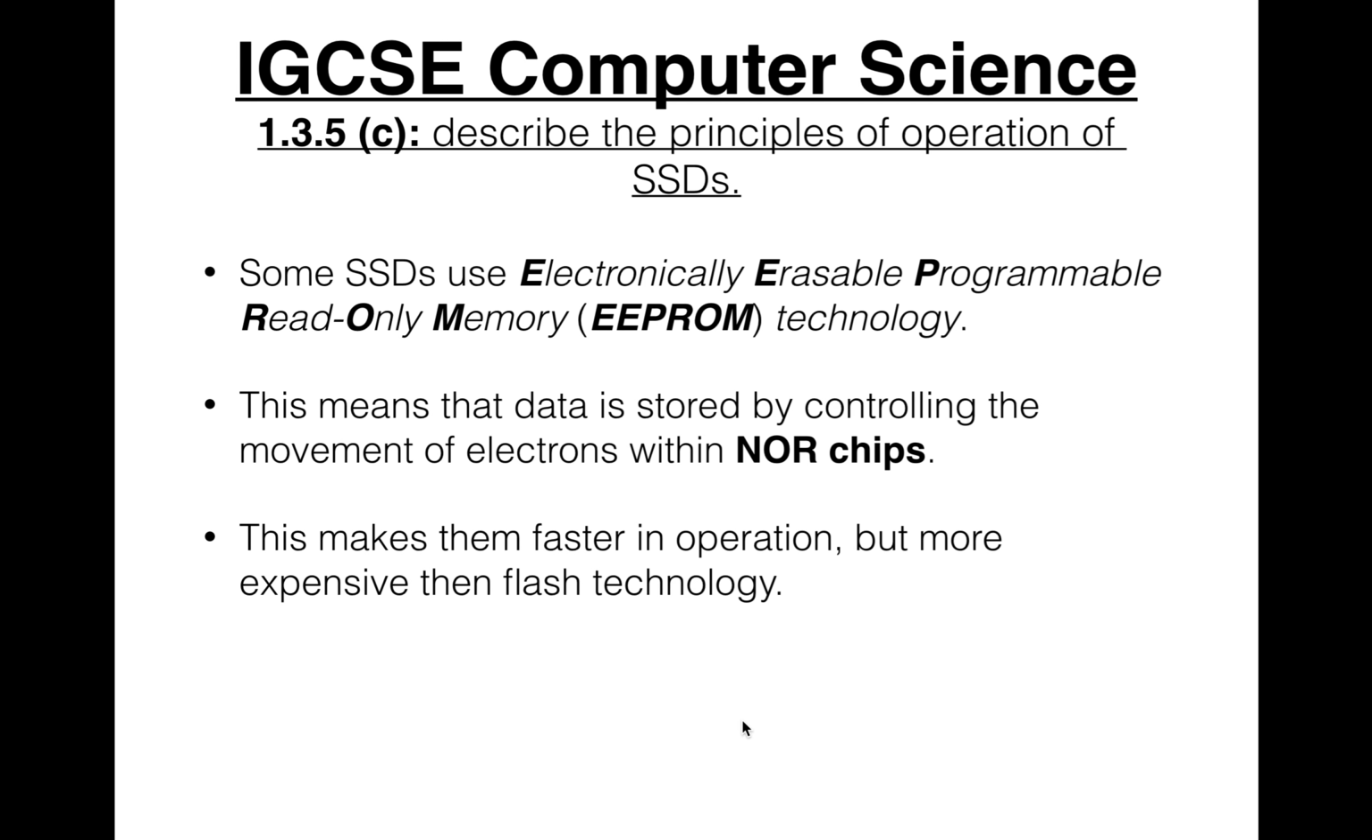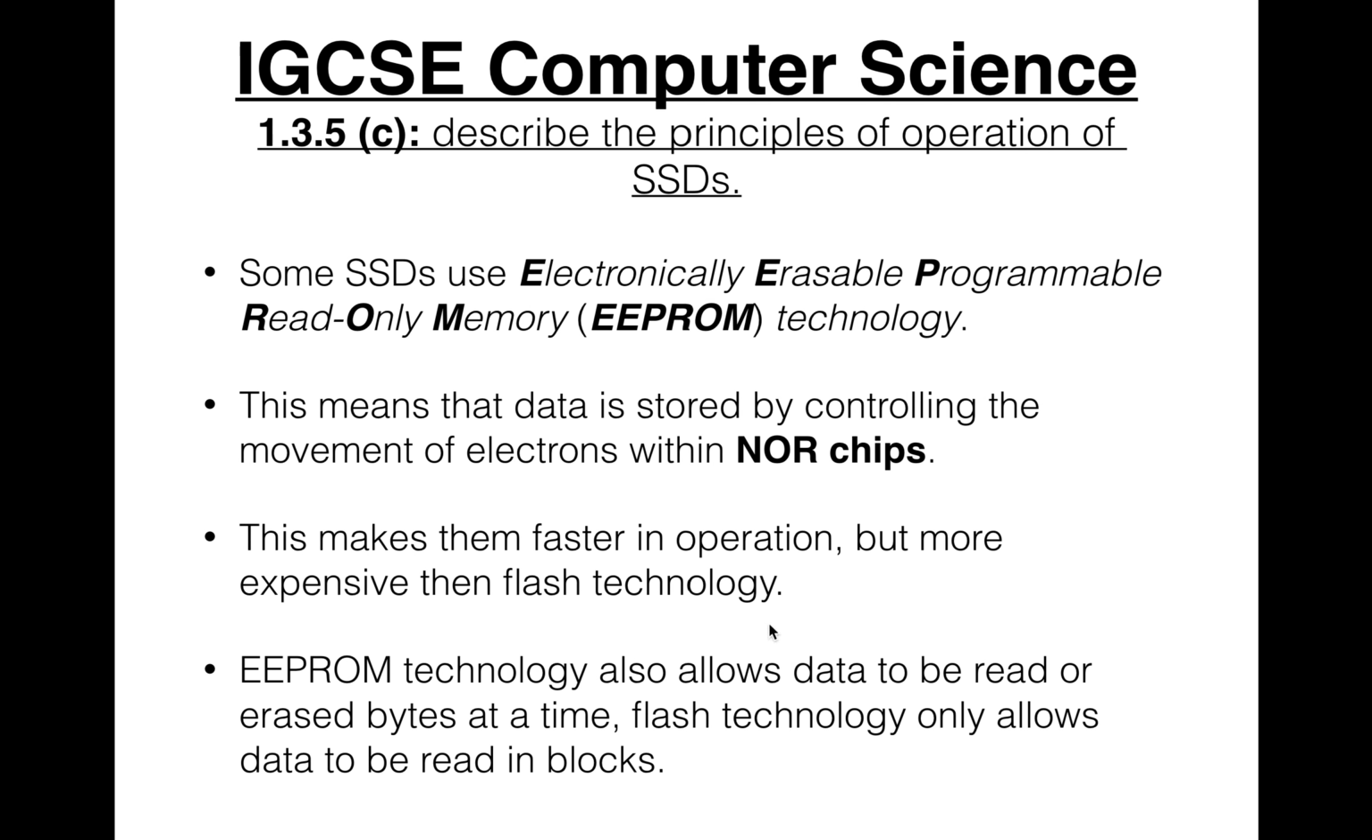Now, if you remember back when we looked at logic, we talked about logic building blocks. NAND and NOR gates are logic building blocks. With NAND or NOR gates, you can build any other logic gate. However, we usually use NAND because it's a lot cheaper. So that's why most people prefer NAND. And this is kind of the same idea here. NOR is more expensive, so this technology is more expensive. EEPROM technology also allows data to be read or erased bytes at a time, while flash technology only allows data to be read in blocks.